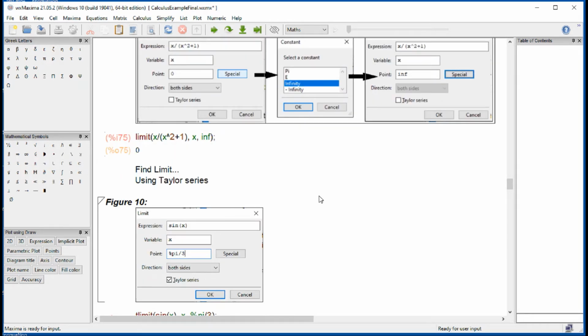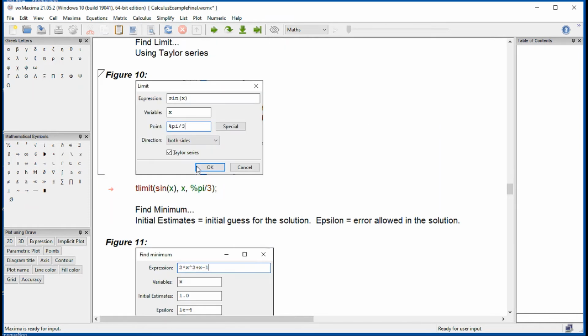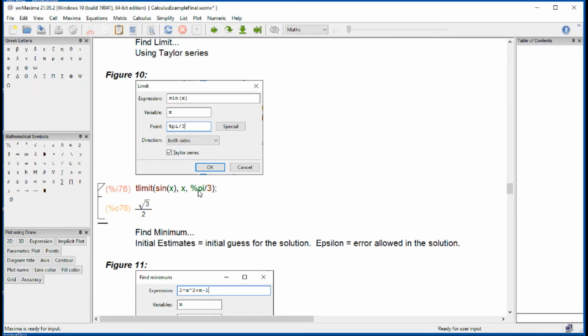Using Taylor series, this I suppose expands the function to a Taylor series before you take the limit. So the example I have right here produces the word tlimit, which means Taylor series limit of sine of x. In that case, I put pi over 3 as the point of the limit and do Shift+Enter, and it gives me square root of 3 over 2.